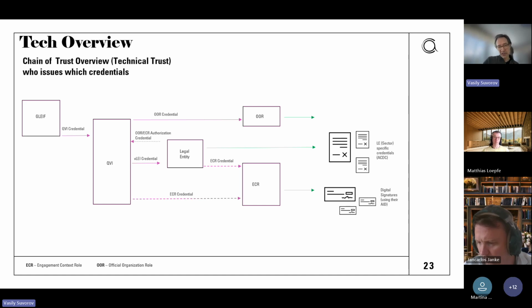However, for official organizational roles like CEO, CFO, and so on and so forth, something will be in legal documents about the company. The legal entity will give a credential to the QVI saying, hey, we're asking you to issue a credential to this person. So it's on the record. And then the QVI does the KYC procedure on the person and then issues them the credential, right? Which can then be used for signatures, for issuing other credentials and so on and so forth. So basically you have a QVI credential, a legal entity credential, an official organizational role credential, an extended context role credential, and a technical credential to issue either OOR or ECR, right?